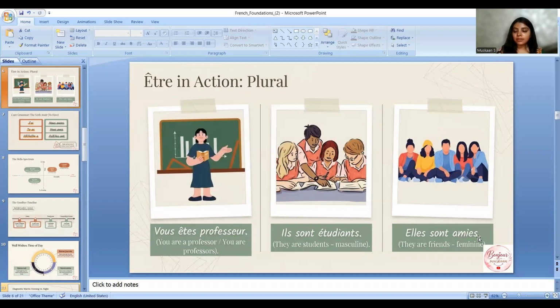Next is elles sont amies. Elles sont amies means they are friends. It is feminine because it is elles. So it will be elles sont amies. And it will be sont-z-amies, not sont amies, because of the vowel. Here also, ils sont étudiants, with liaison because of the vowel.